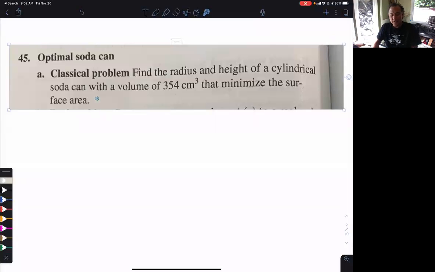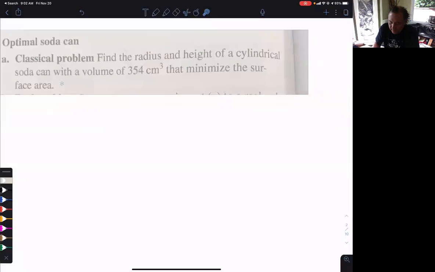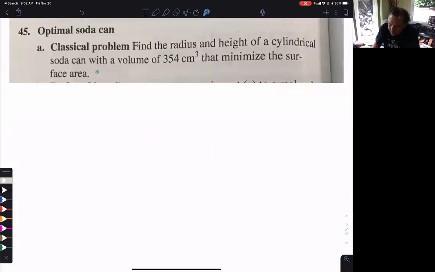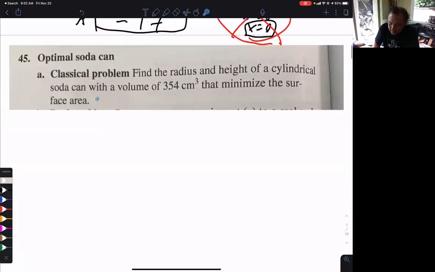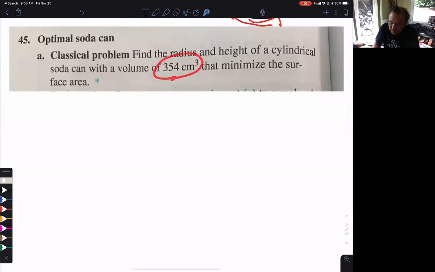All right, this is chapter 4, section 4, number 45. We want a soda can. So we have to put a certain amount of soda in it. That's how much soda is going in it. Let me try that again. This is how much soda has to fit in the can.